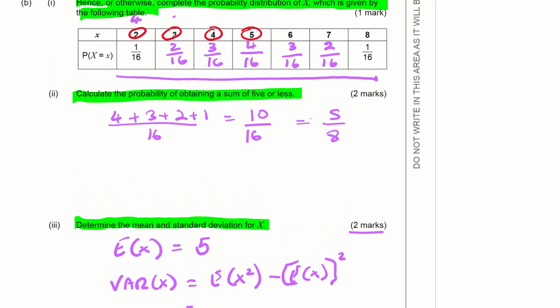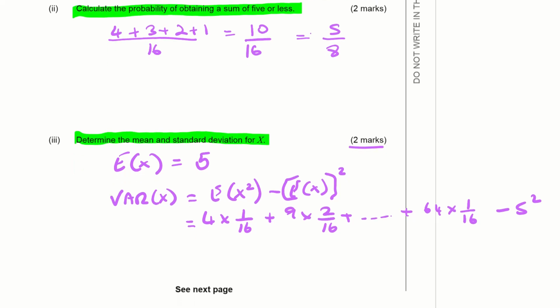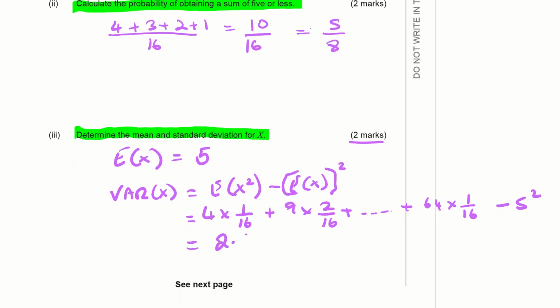2 squared, so the squares are going to be just here. So it's going to be 4 times 1 over 16 plus 9 times 2 over 16, and so on up to 64 times 1 over 16. And then we're going to take away 5 squared from that. If you do all of that, you'll find that that comes to 2.5, and the standard deviation is just the square root of that, which is 1.5811.